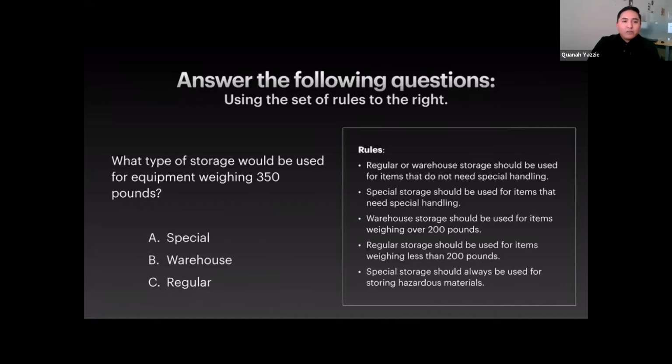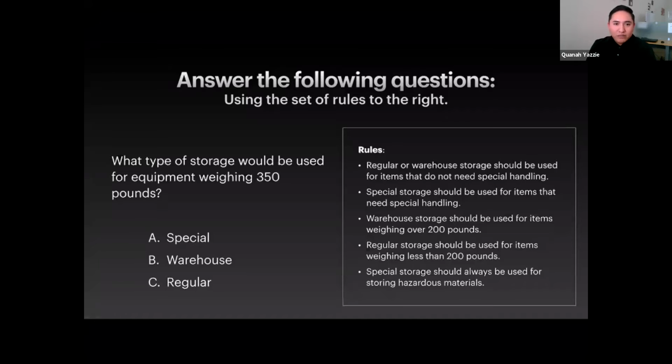We're going to look at these 4 questions that I'm going to put up on the screen. Try to answer them using the set of rules to the right. The rules are going to be the same throughout these 4 questions, so the left is going to be changing throughout this part of the presentation.